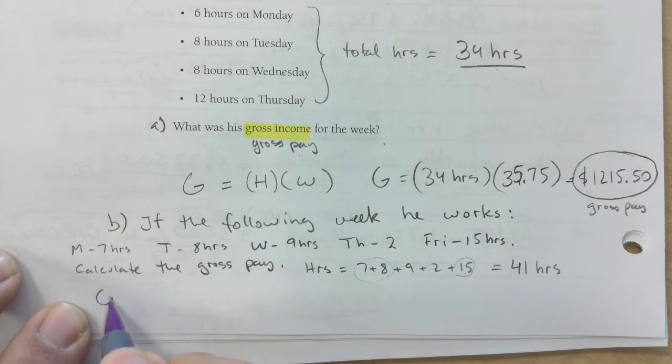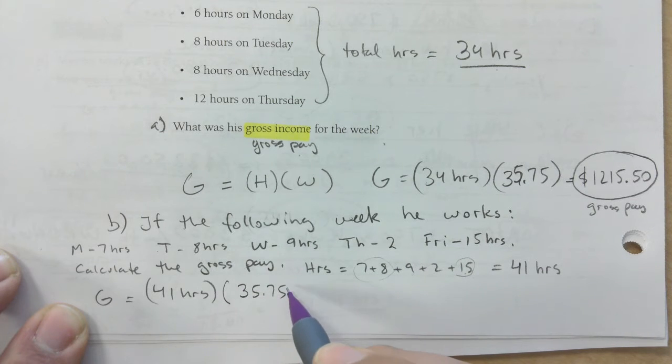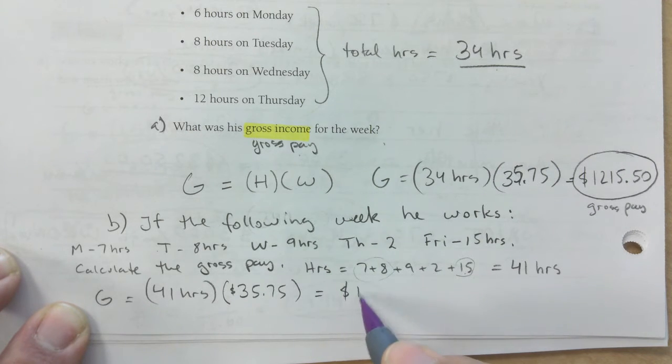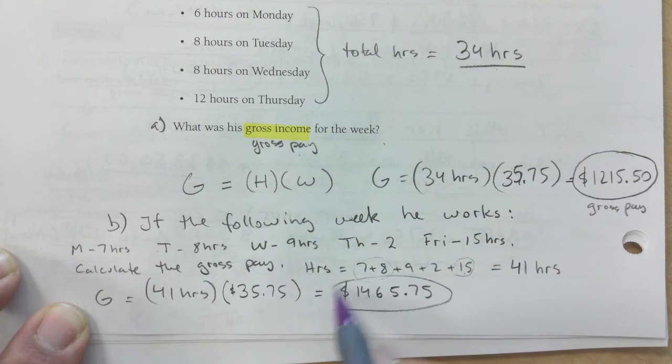So gross pay in this case would be 41 hours multiplied by still making 35.75. Okay, so that's the implication here. And I got to change that because I changed the hours on myself. 1465.75.